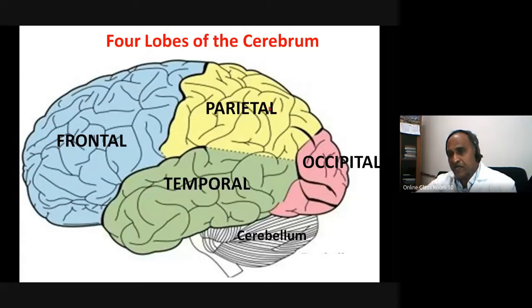Well, now we know the areas. Broadly, these are four areas, and we have many more areas. Maybe as we come across them, we can unfold them one after another. This part is the cerebellum. This is the medulla and the pontine region. We are focusing only on the cerebrum.